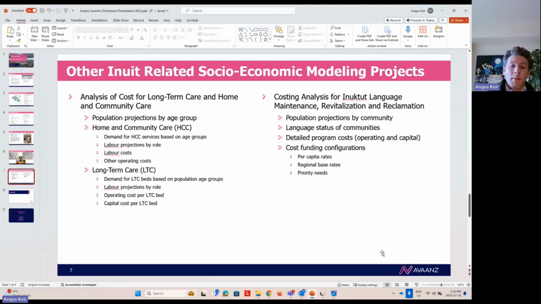Again, we look at all this data and combine it together to figure out the cost for each region in order to preserve language. And these are the socio-economic applications we've used.